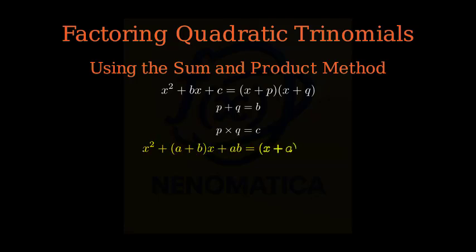Let's look at the standard factoring pattern for a trinomial. When we have x squared plus the sum of a and b times x plus the product of a and b, this factors as (x plus a) times (x plus b). Let's start with our first example.